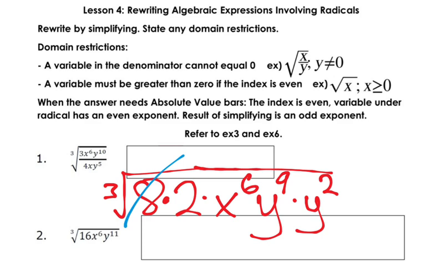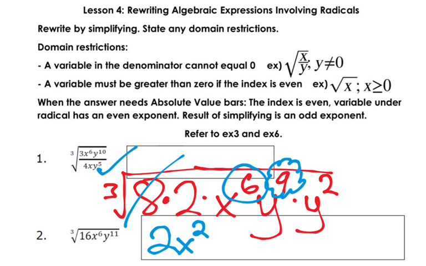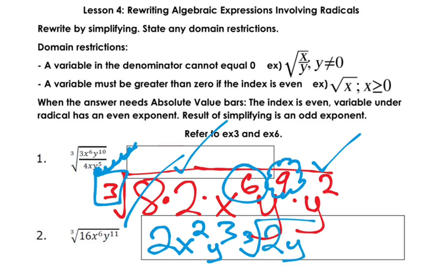The cube root of 8 is going to be 2. We have the cube root of x to the 6th power. You're just taking that number 6 and you're dividing it by 3. So that's going to be an x squared. You're going to do the same thing with the y to the 9th power. We're going to take 9 and divide that by 3, and that's going to give you a y cubed. Lastly, the 2 and the y squared that are still under the cube root sign, we can't reduce those any further, so they're just going to tag along for the final answer and be the cube root of 2y squared. And that is the simplified version of our answer.